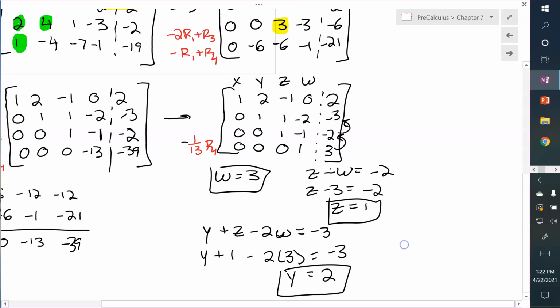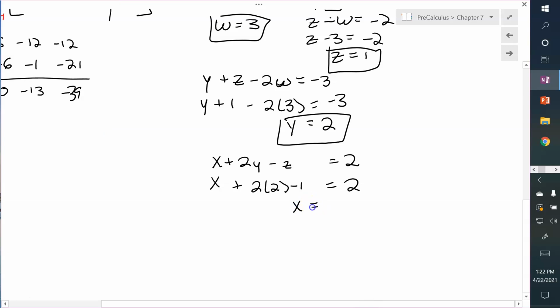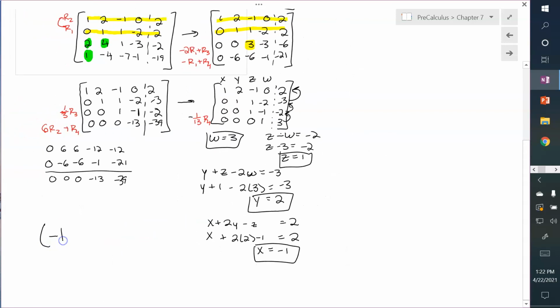And then backwards substitute again. Now we're in our top row where I have x plus 2y minus z equals 2. And I'm going to plug in y and z. So x plus 2 times 2 minus 1 equals 2. Minus 1 is 3. So x equals -1. So then our answer is x is -1, y is 2, z is 1, and w is 3.